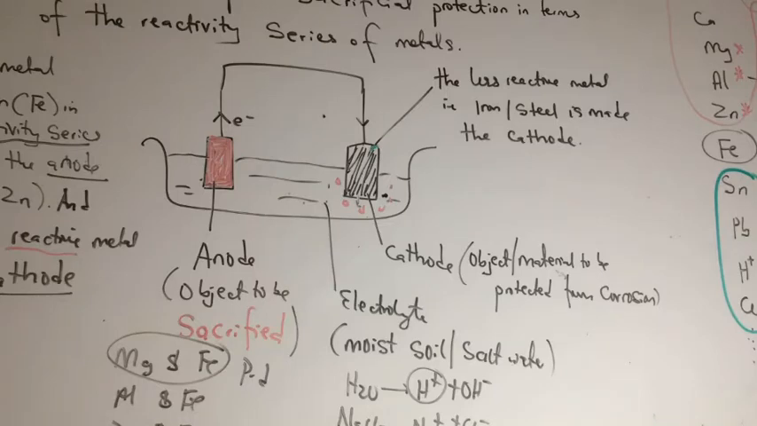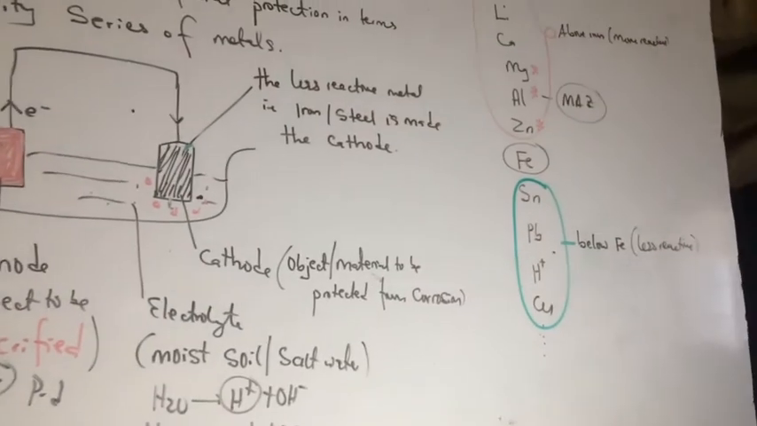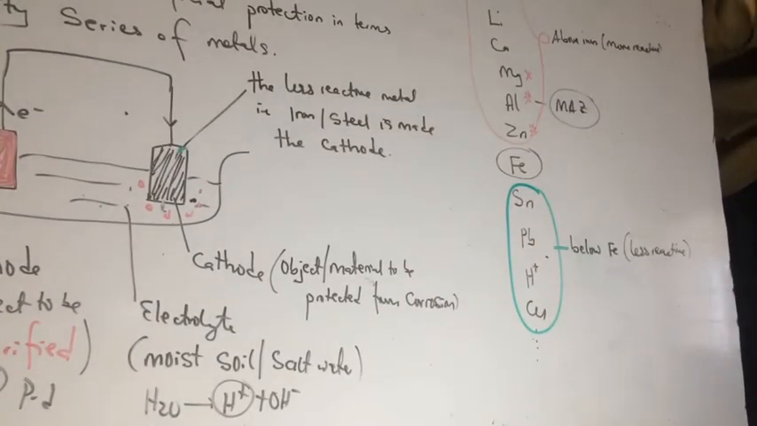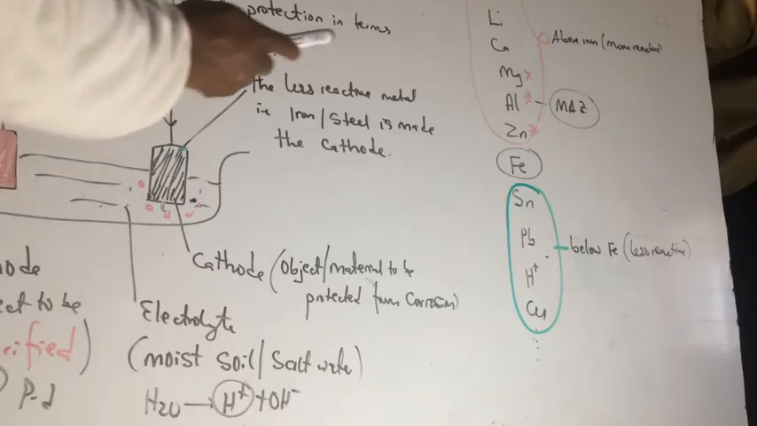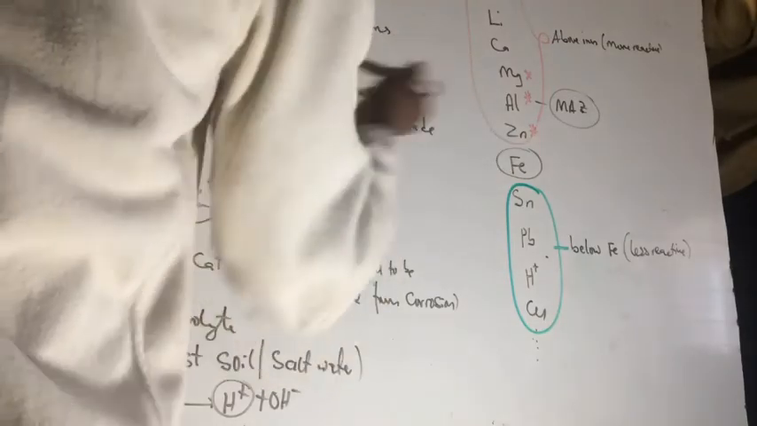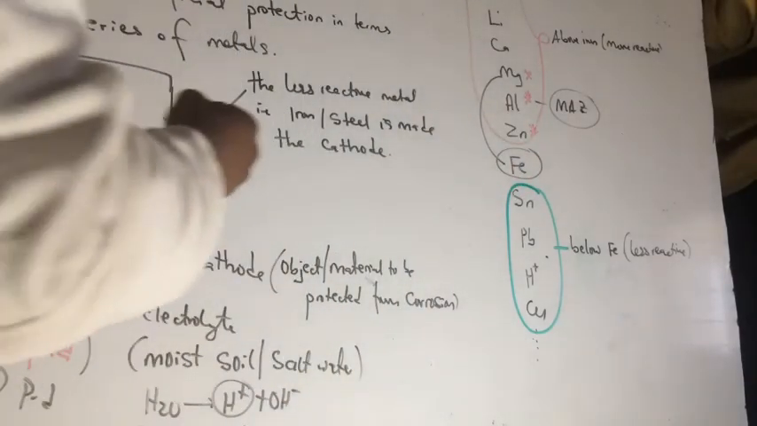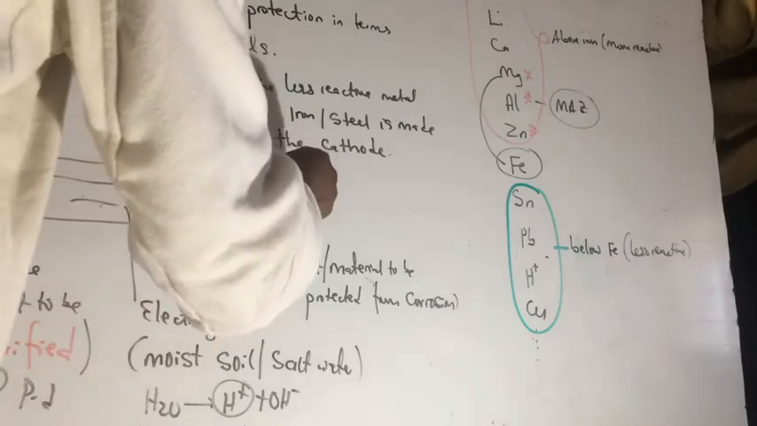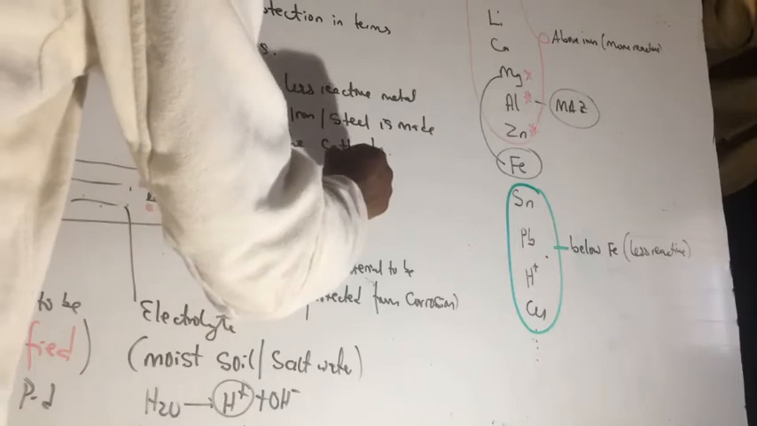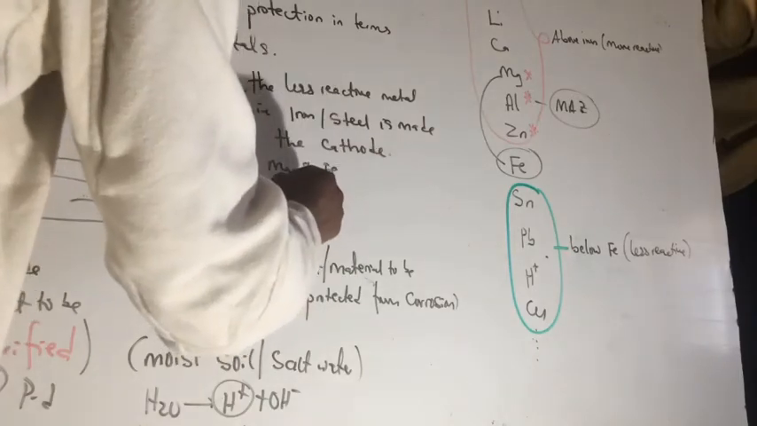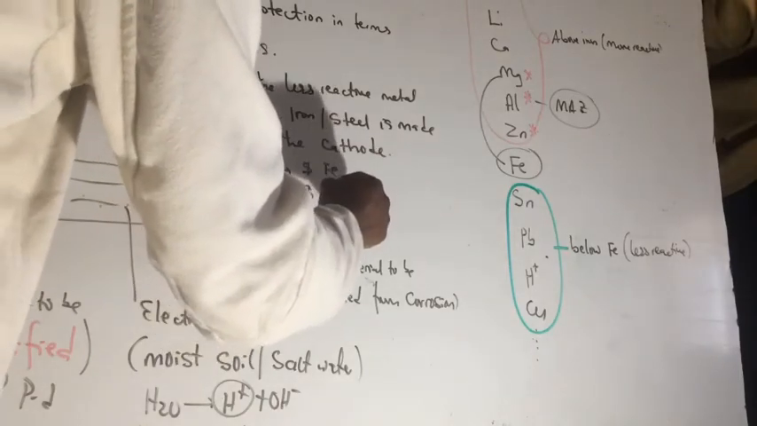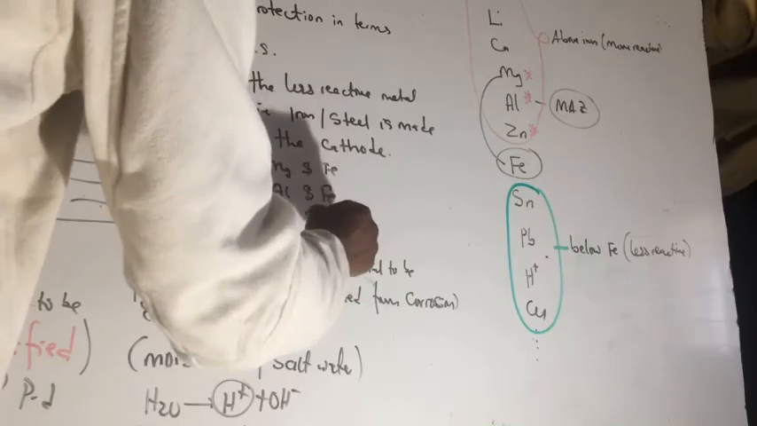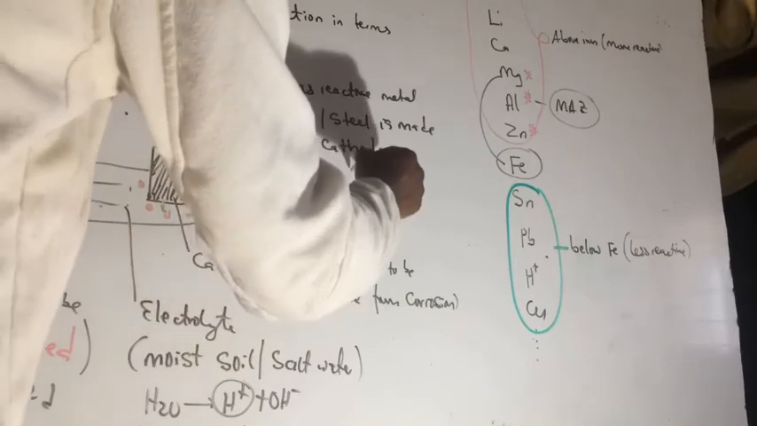So if you look at the reactive series, you will see that iron and magnesium are furthest apart. This is iron and this is magnesium. So you should have the highest potential difference. So you have magnesium and iron, aluminium and iron, then zinc and iron. So this one is furthest apart.